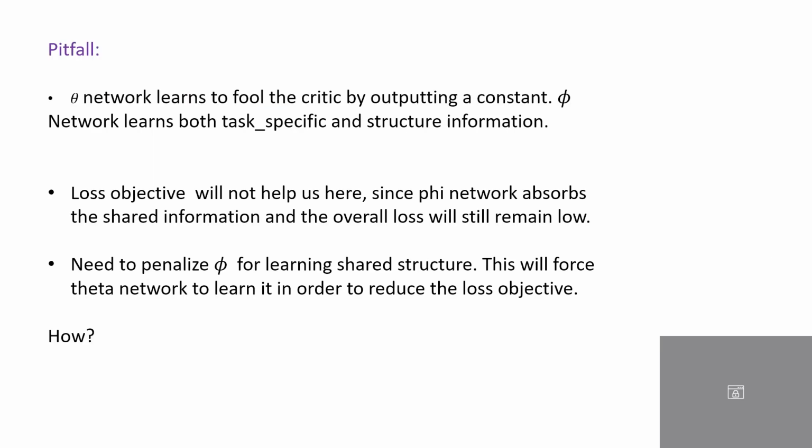There is a downside in using an adversarial objective. The theta network can always learn to output a constant, say ones or zeros, and fool the critic. The loss objective is not going to help us because the phi network will absorb the structure information and do well. We need to also penalize the phi network. This will force the theta network to learn meaningful representation.